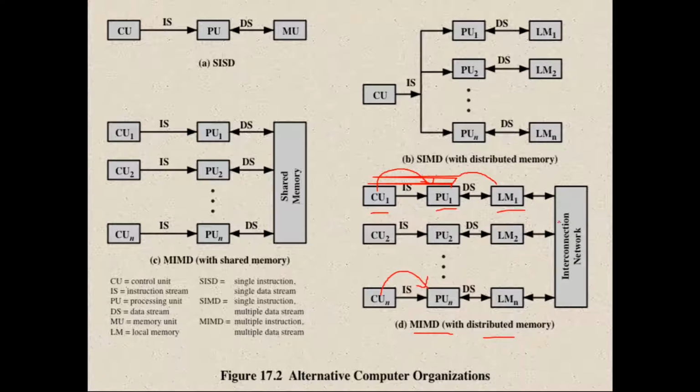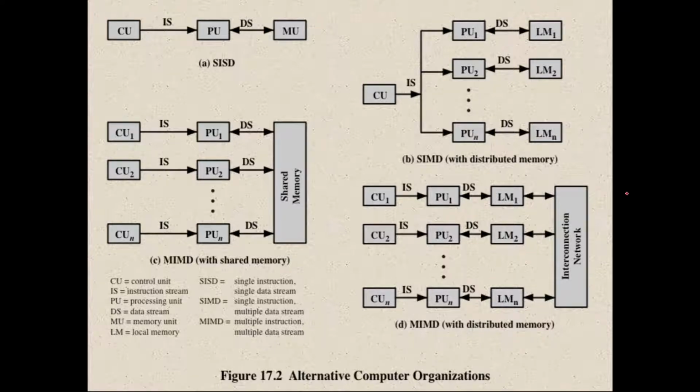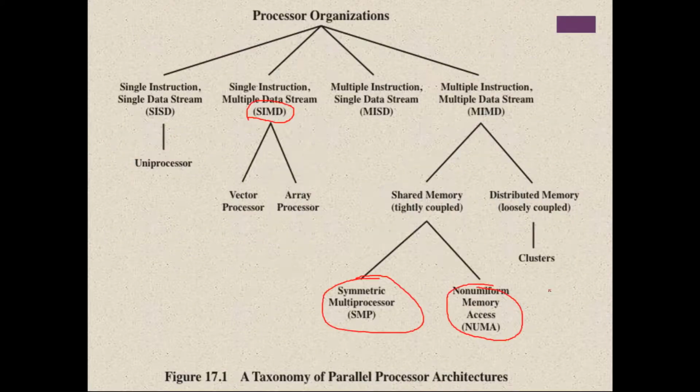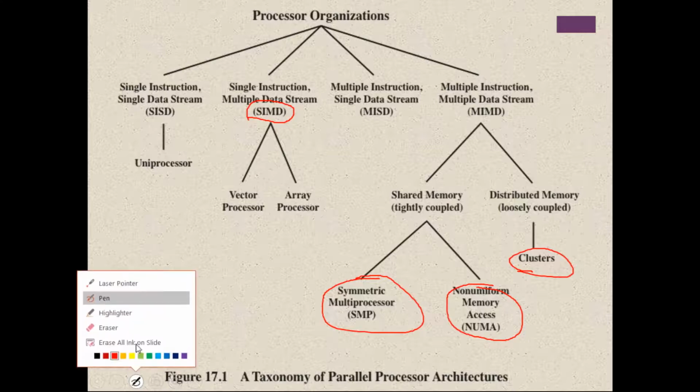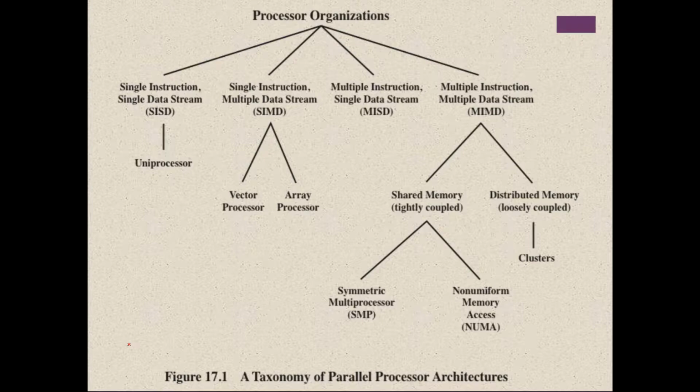Finally, they will all be interconnected through some network because everything should communicate. Each of the processors may want to communicate with other processors, so there should be some interconnecting mechanism. This type of model is actually used in clusters. So this is the brief overview of the different types of multiprocessor organization.